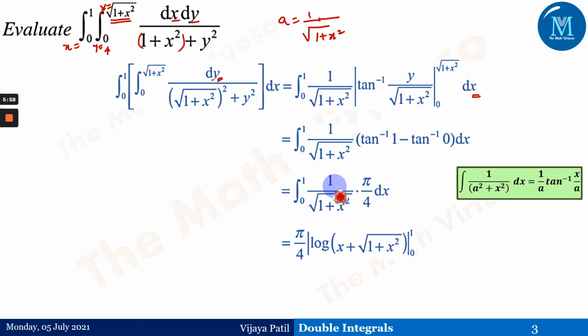So integration of 1 upon square root of 1 plus x square is log of x plus square root of 1 plus x square. It's again a standard result of the integral. So we are just putting the result over here, and we'll get the answer this way. Very simple integrals. We have to deal with one variable at one time, keeping the other variable as constant. Very simple rule, same as that of the partial differentiation we have done.